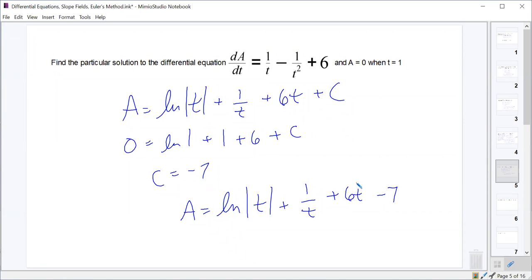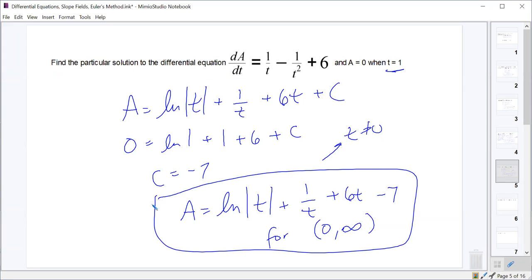And our interval of validity, well, we have a discontinuity here at t equals 0. We know t cannot be 0. T can be negative numbers because of the absolute value around the t within the natural log, but we know t can't be 0. So we pick the interval between 0 and infinity, because there are no other discontinuities and that's the one that includes t equals 1. Good or no?